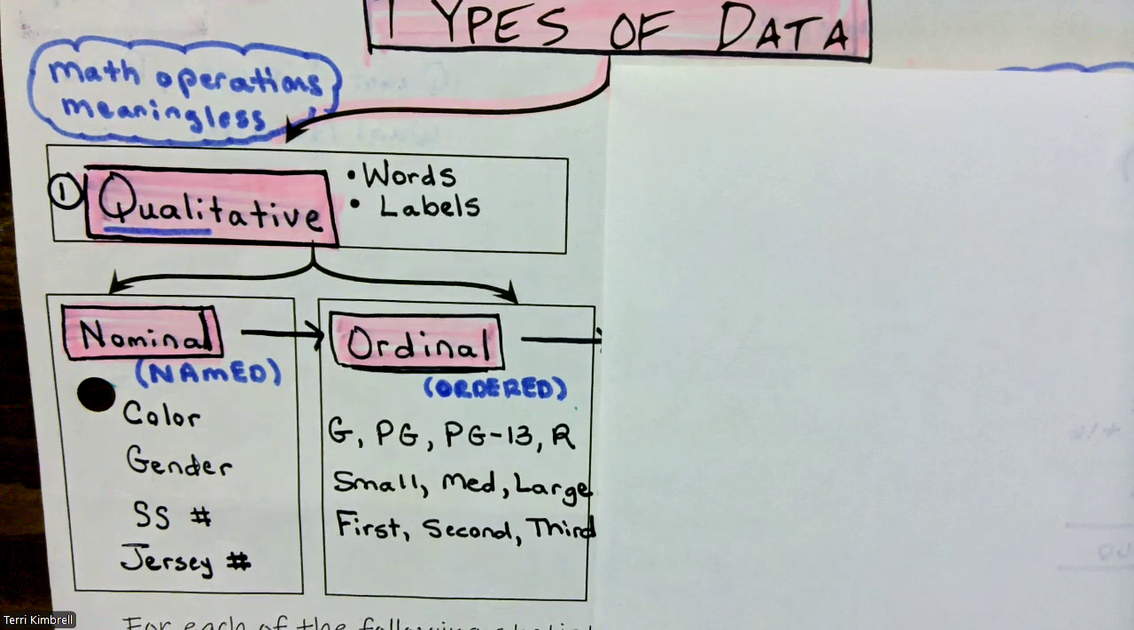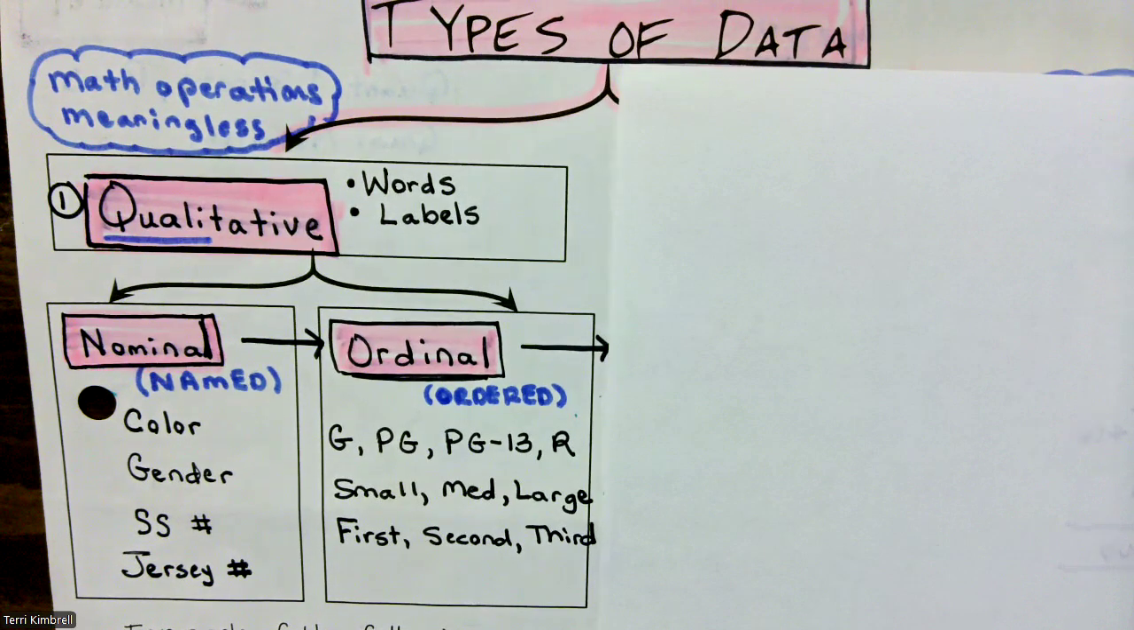I would make this chart on a separate sheet of paper for help. When you deal with qualities where the math is meaningless, that deals with two types of data, nominal and ordinal. Nominal deals with names. Names can be determined by color, gender, social security number, jersey number. That names who you are. That tells a person your qualities.